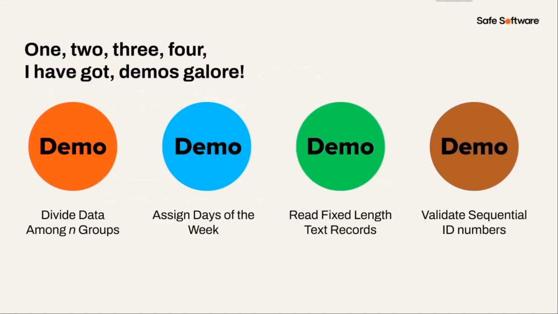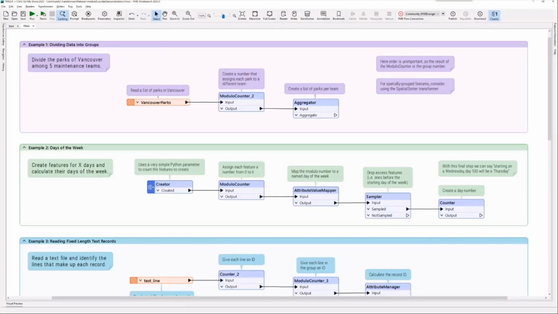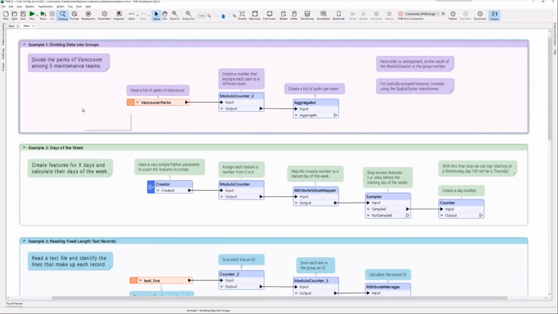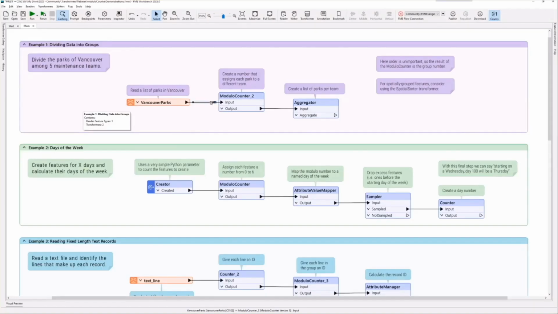So I've got 4 different demos. Let's look at them very quickly in Workbench and see how they work. The first demo is simply dividing data up into different groups. Here we're saying that we've got the parks in Vancouver and we want to divide them up into different maintenance teams. So let's do that.